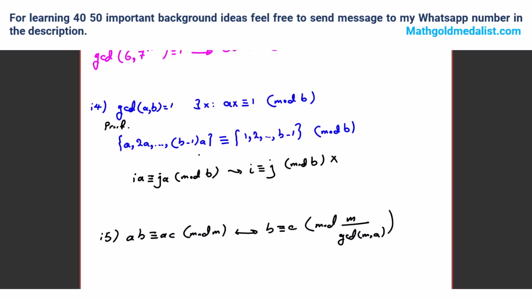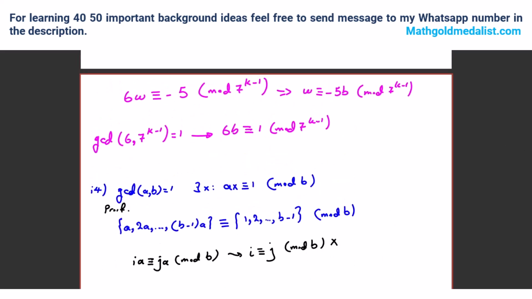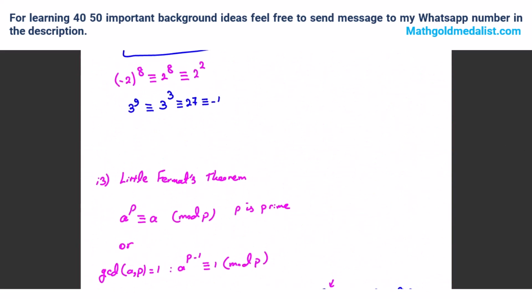So we can conclude what? They are different mod B and not 0, so they should be 1 to B minus 1 in some order, because the number of them equals B minus 1. So one of them is equal to 1, that's the multiplicative inverse. For example, K times A, T times A is 1, and exactly that is the multiplicative inverse that we want. The proof of Little Fermat's theorem is similar.